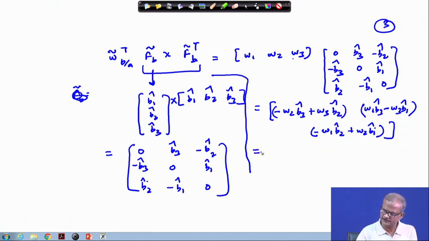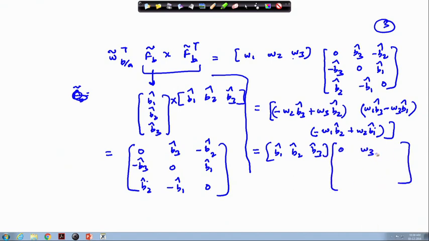Now, these 3 terms, if you change the order and write it like this on this side, then you will have here 0, omega 3, minus omega 2, 0, 0, and here omega 1, minus omega 1, omega 2 and minus omega 3. So, the things have got reversed. So, what is this quantity?